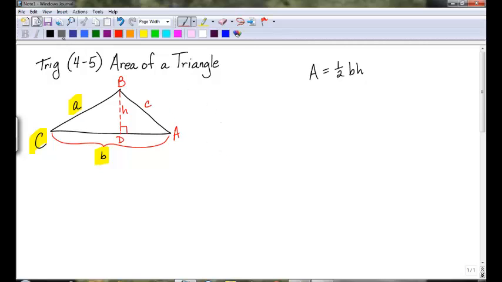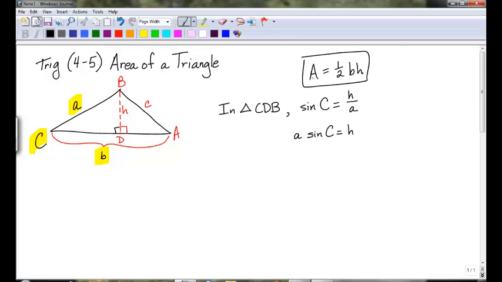So I'm going to go through the proof of this a little bit in triangle CDB. In this triangle, the sine of angle C would be opposite over the hypotenuse, and it would be h over a. If you solve that for h, multiply by a on both sides, you'd have a sine of angle C equals h.